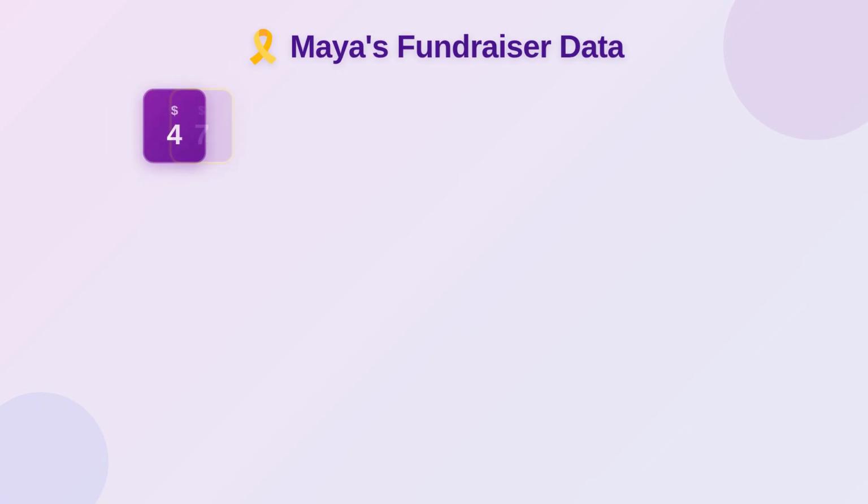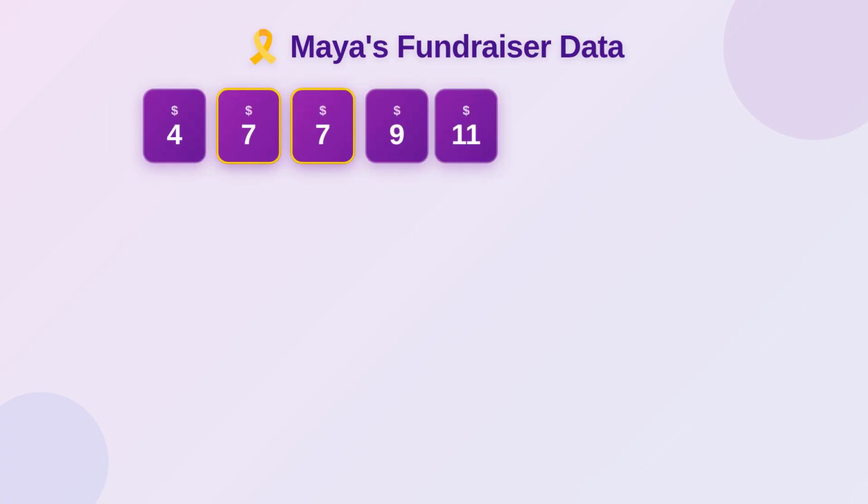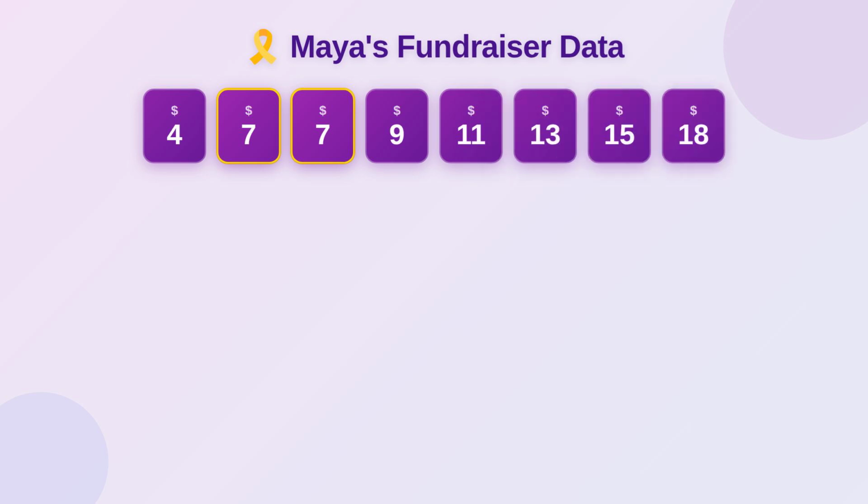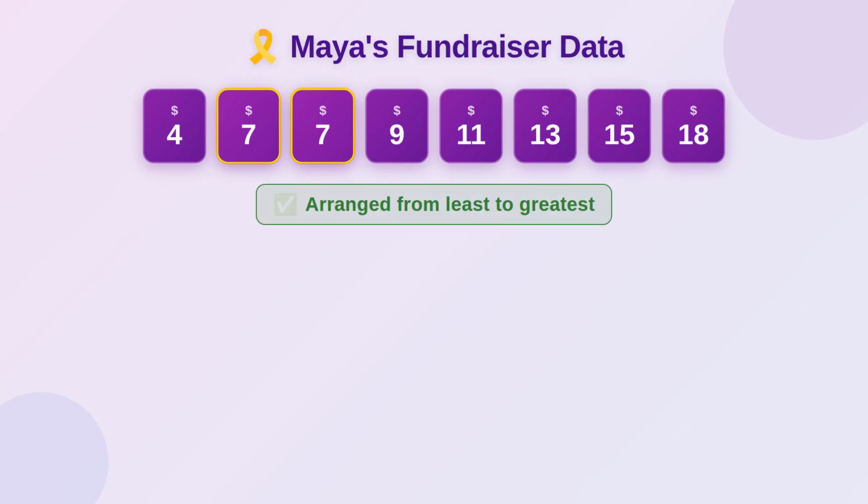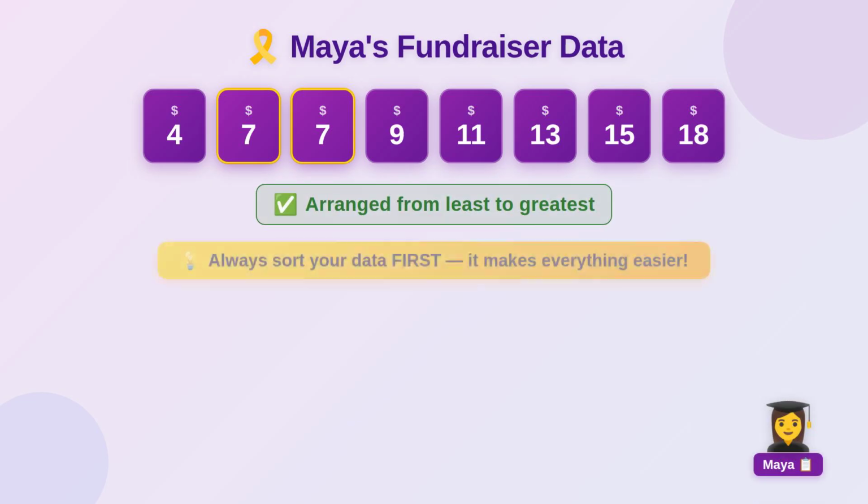Here is Maya's donation list from the school fundraiser. 8 students each collected donations, and the amounts in dollars are 4, 7, 7, 9, 11, 13, 15, and 18. Maya writes them all down in a row. Before we do anything else, notice something important. She arranged them from smallest to largest. That's called putting data in order, and it's the very first step before finding median or mode. Always sort your data first.